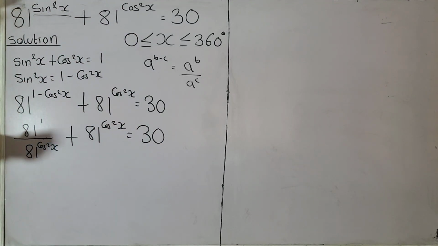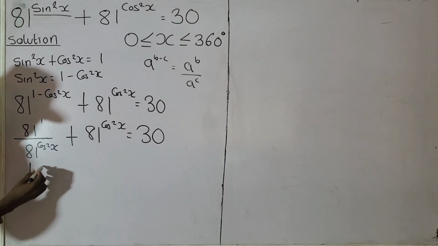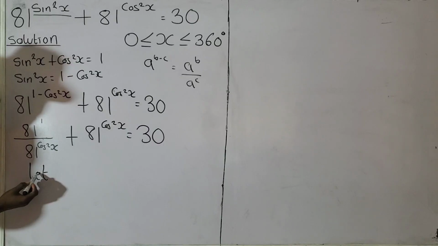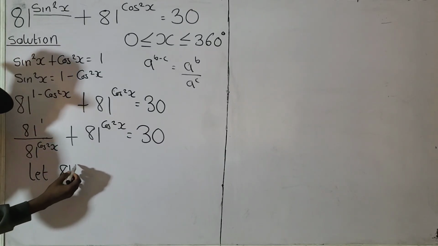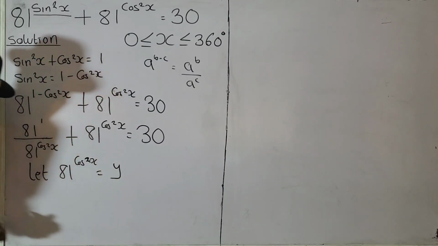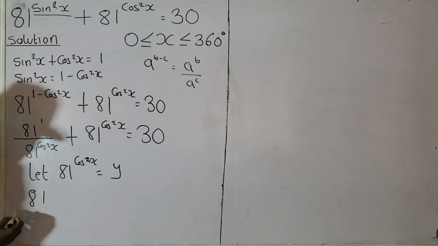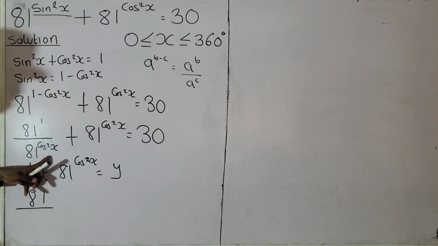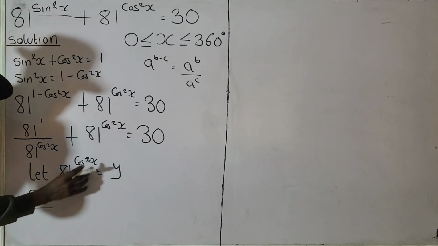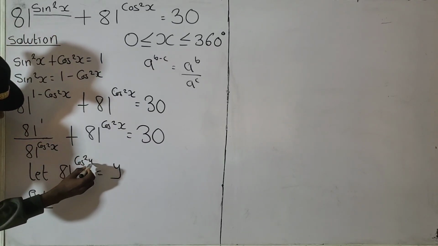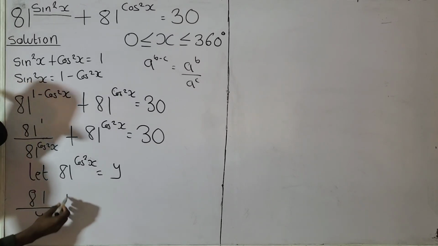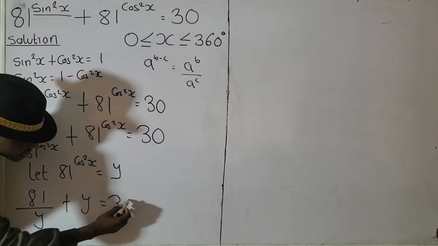Okay, the next step is that we are going to let 81 raised to the power of cos²x equal any letter. So I'm going to choose y. Let 81 raised to the power of cos²x equal y. So I'm going to have 81 over, now instead of cos²x, I'm going to have y, because I said let 81 raised to the power of cos²x equal y. So I'm going to have 81 over y plus y equals 30.